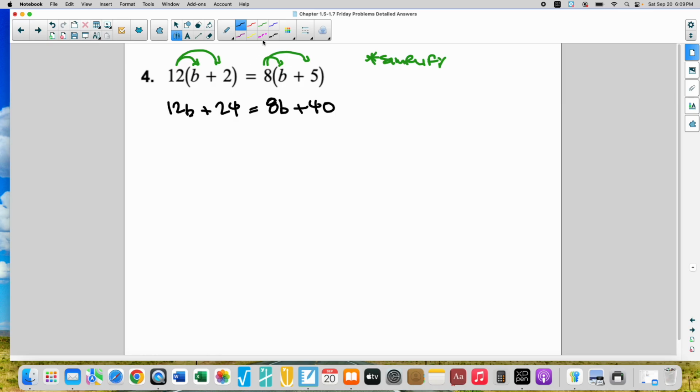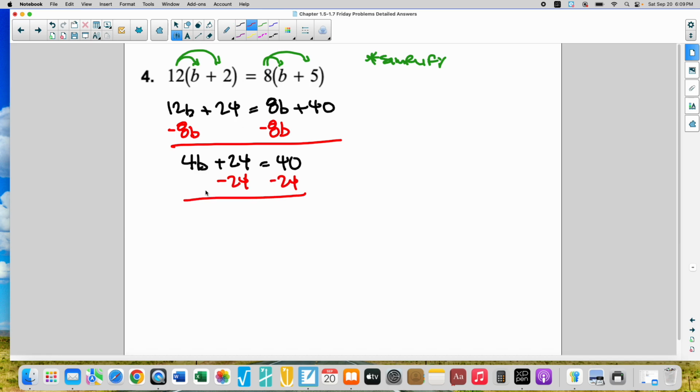Now we have variables on both sides and we have constants on both sides. So let's get rid of the variables first. I'm going to subtract 8b from both sides. 4b plus 24 equals 40. Now I'm going to move that constant to the other side. 4b equals 16. Divide by 4, divide by 4, b equals 4.